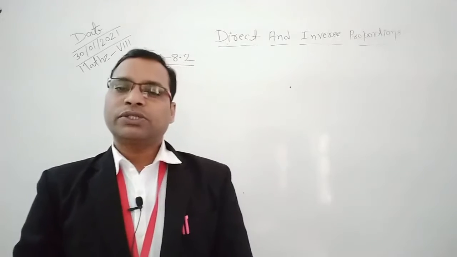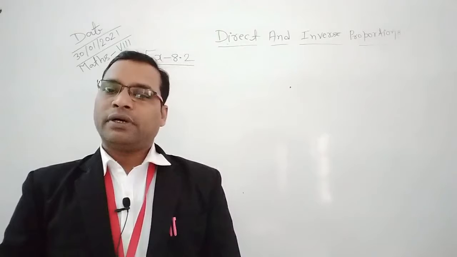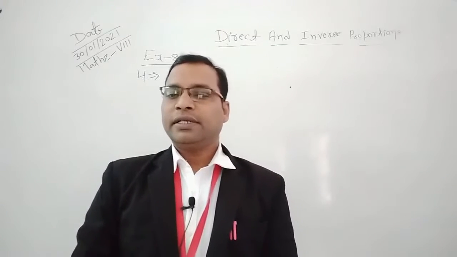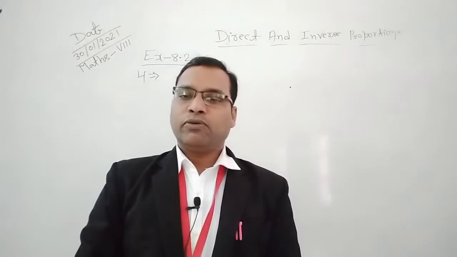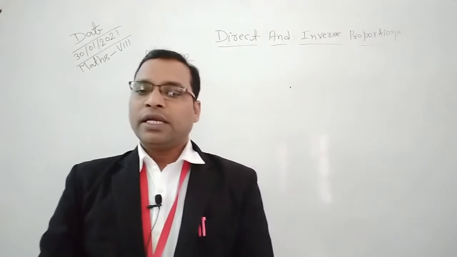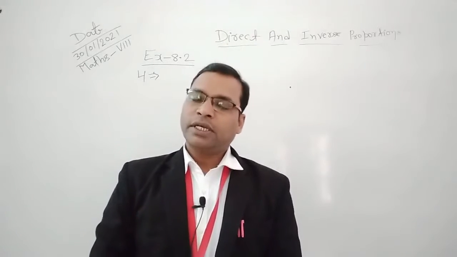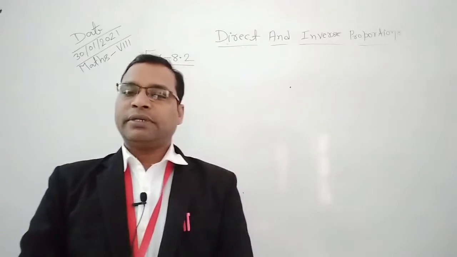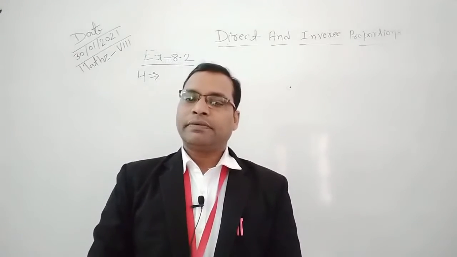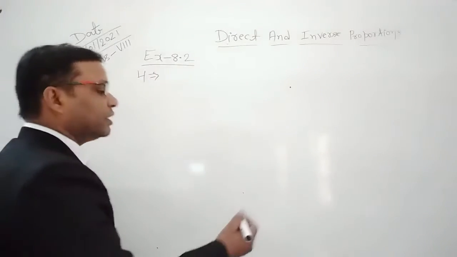Okay, I repeat this question again. A can complete 1 by 5 of a piece of work in 12 hours. B can complete 1 by 6 of the same work in 15 hours. So the question asks us, in how many hours can both working together complete the same work? So student, in this question it is given that A can complete 1 by 5 of the work in 12 hours.